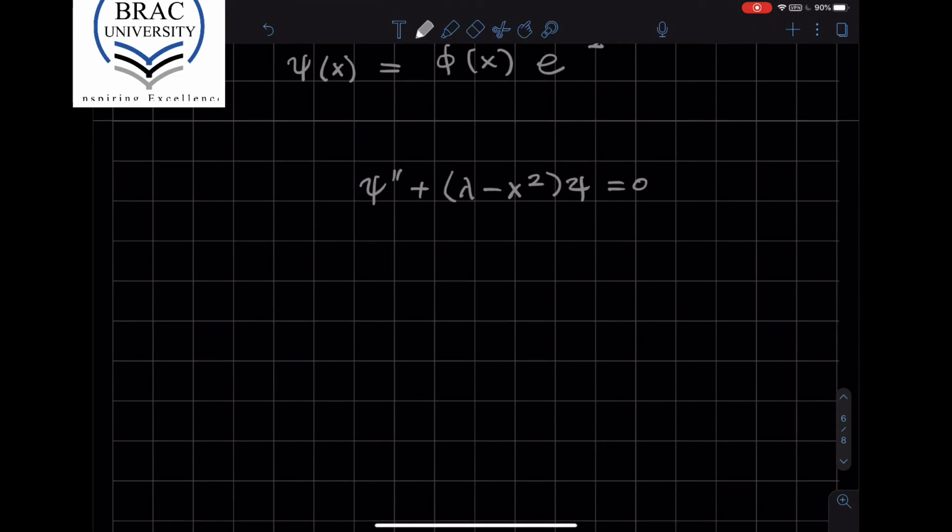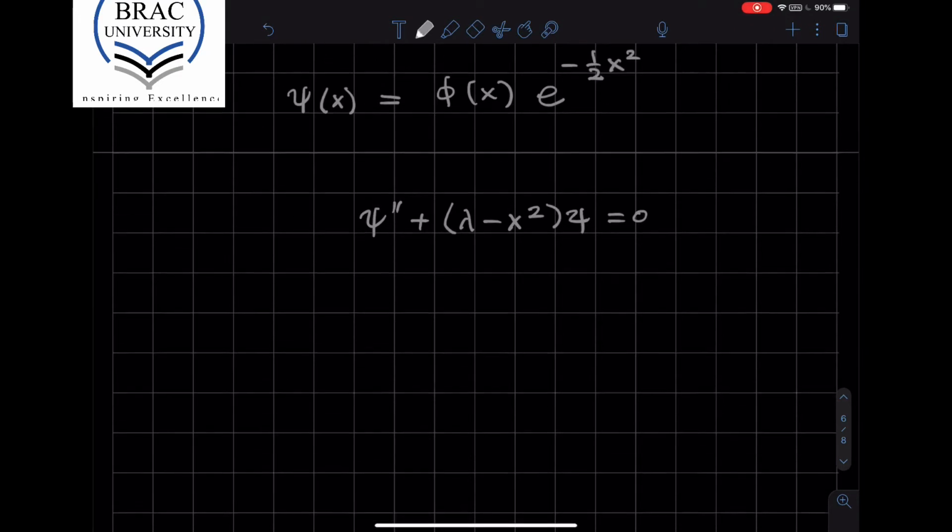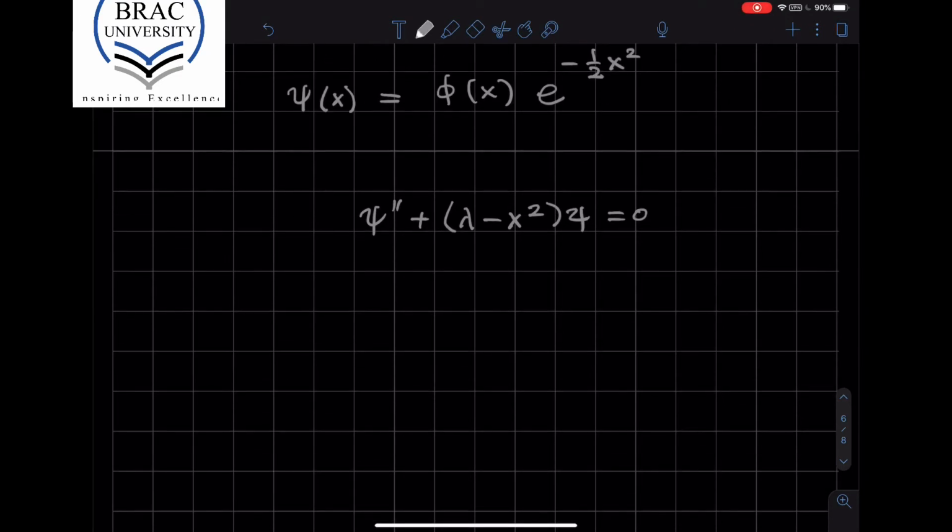And when we insert our ansatz into this equation, what do we get? After a little bit of algebra, which I'll leave as an exercise, we get an equation for phi. So we get an equation where we have the second derivative of phi minus 2x times the first derivative of phi, plus lambda minus 1 times phi, equals 0.